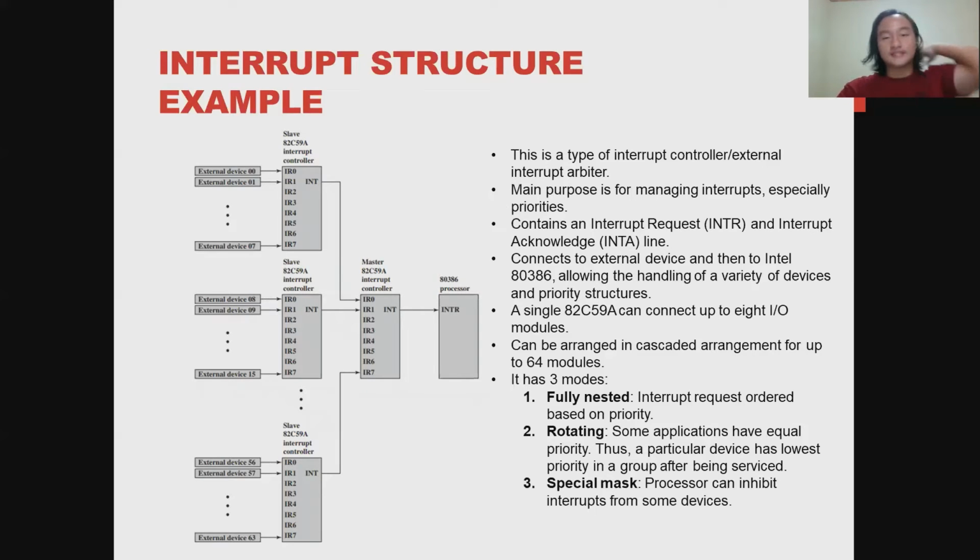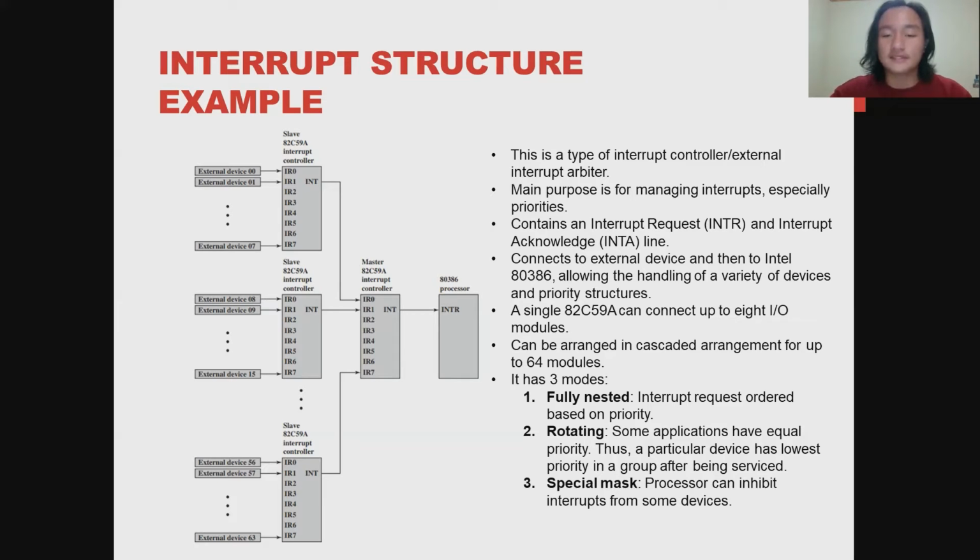The interrupt structure example. This is the interrupt controller and external interrupts. Its main purpose is managing interrupts, especially acknowledgement, the INTA line. They connect to the external device and then into the Intel 8086, allowing the handling of a variety of devices and priority structures. A single 8259A can connect to 8 input-output modules. It can be arranged in a cascade arrangement for 64 modules, and it has 3 modes.